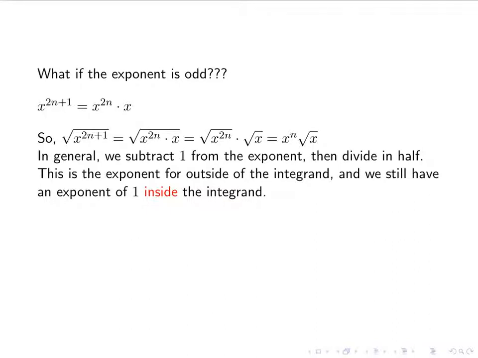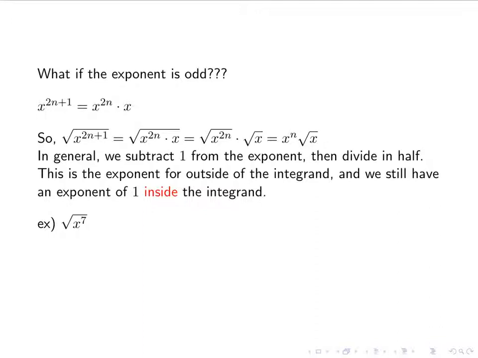So again, this is going to be the idea. We're going to pull out one of our factors. What we're left with is an even power. I can use the rules from a couple minutes ago to simplify that part. And I'm always going to be left with the square root of one of whatever my base is.